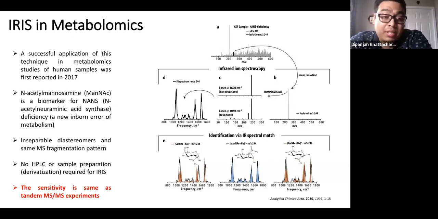So the good thing about this technique is you didn't need any HPLC on this. You just take the whole chunk, isolate in terms of mass, and perform the IR. And obviously, since it's happening in the mass spec, the sensitivity of this technique is as good as mass spec sensitivity.